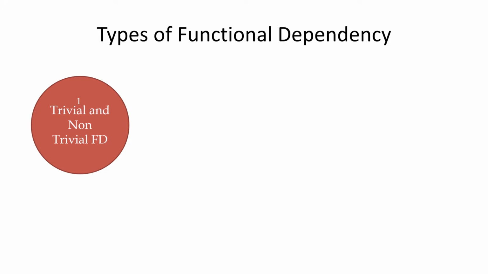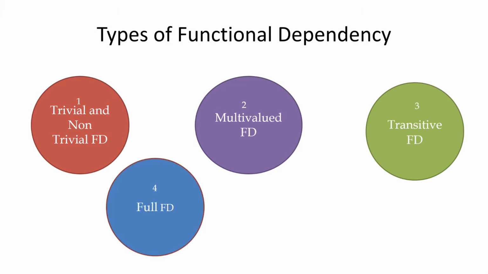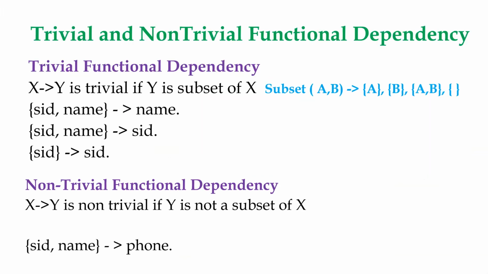Types of functional dependency. So functional dependencies are of these types: trivial and non-trivial, multi-valued functional dependency, transitive functional dependency, full functional dependency and partial functional dependency. Trivial and non-trivial functional dependency.